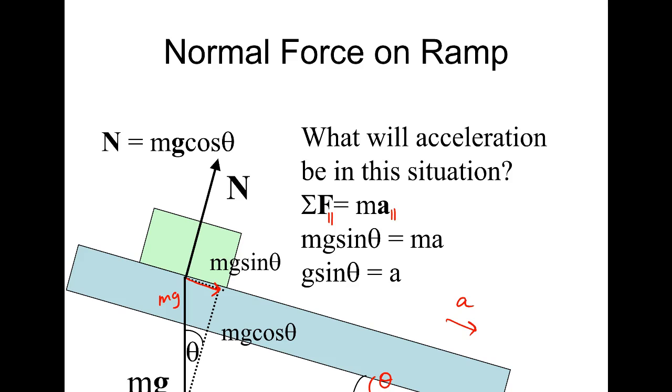Now this is something that we should do a real life check on. So for example, if the angle was 0, if theta was 0, a would be 0 because it would be sitting on a flat table. And also, if theta was equal to 90 degrees, a would be equal to g. It would be falling straight down. So we always want to apply some thinking about this.